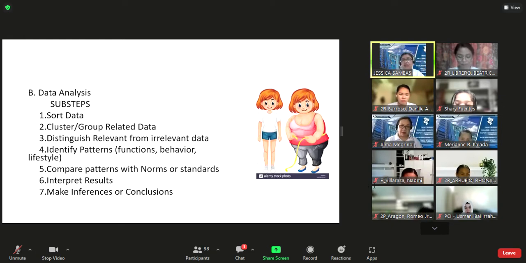So, there are sub-steps that we need to follow in analyzing the data. First thing that you have to do is to sort the data. Sorting of the data according to the 5 categories. Okay? So, ano nga yung pinakauna na category natin, students? Ano yung first category natin sa IDB? Initial database. Miss Villaraza. Family structure, characteristics, and dynamics. Diba? Pwede? So, we sort that data according to the following categories.